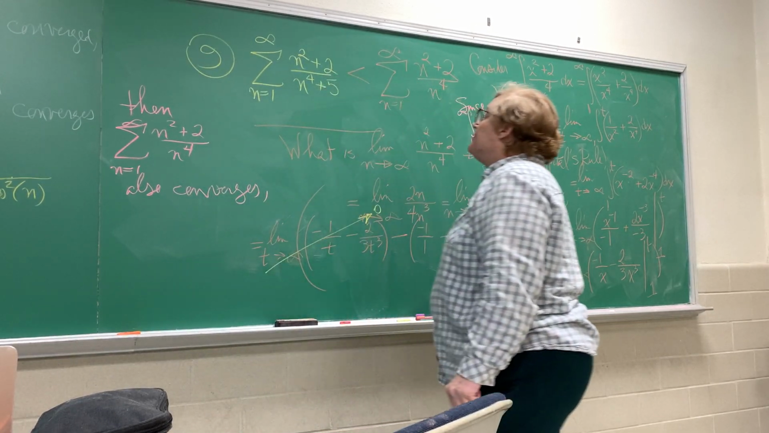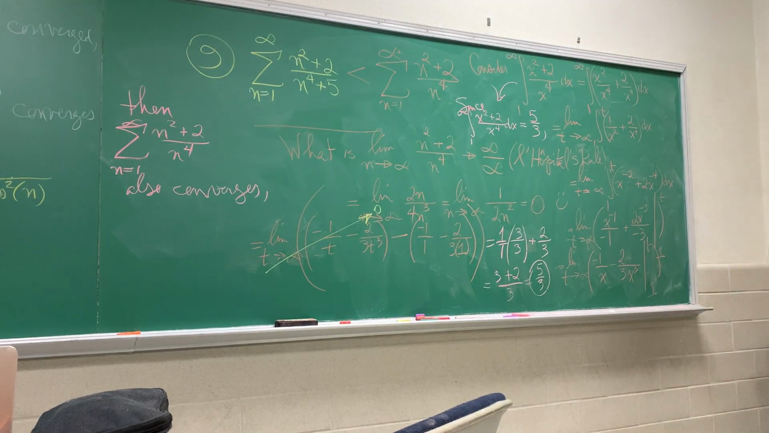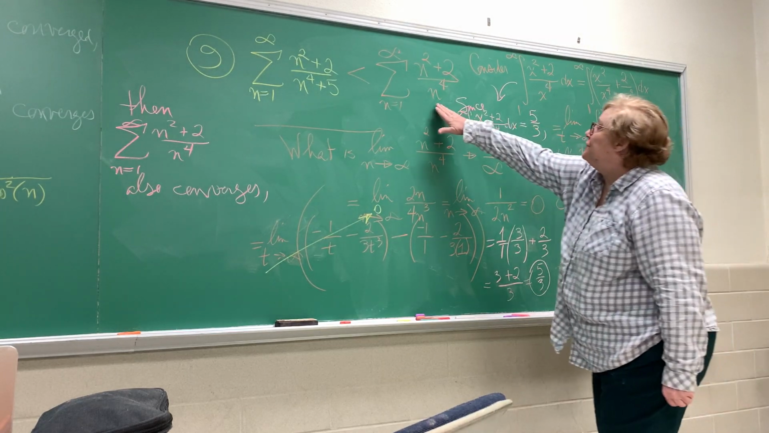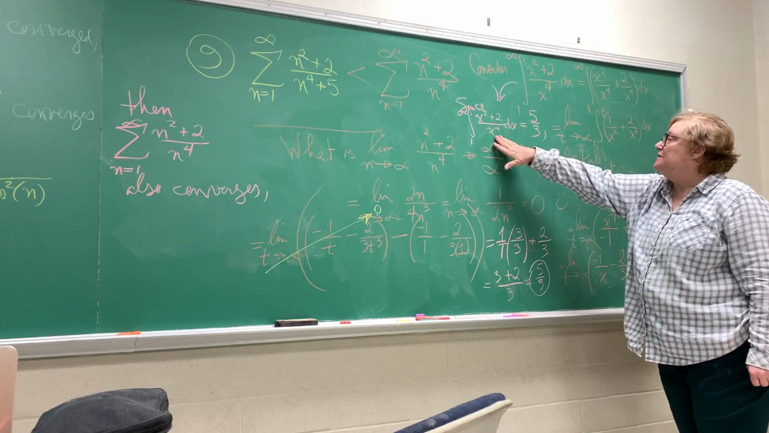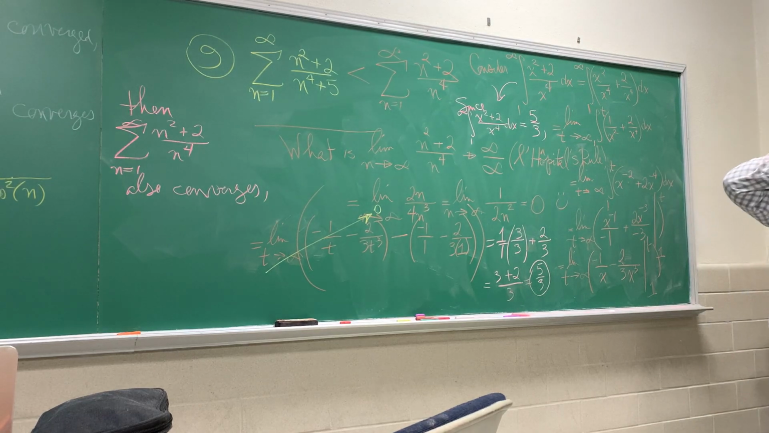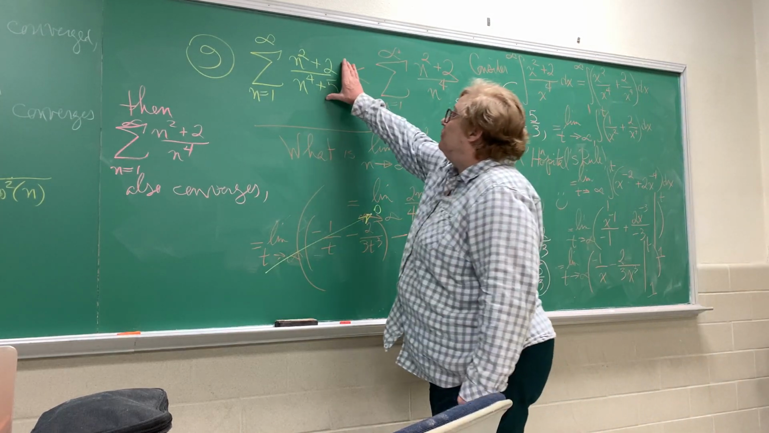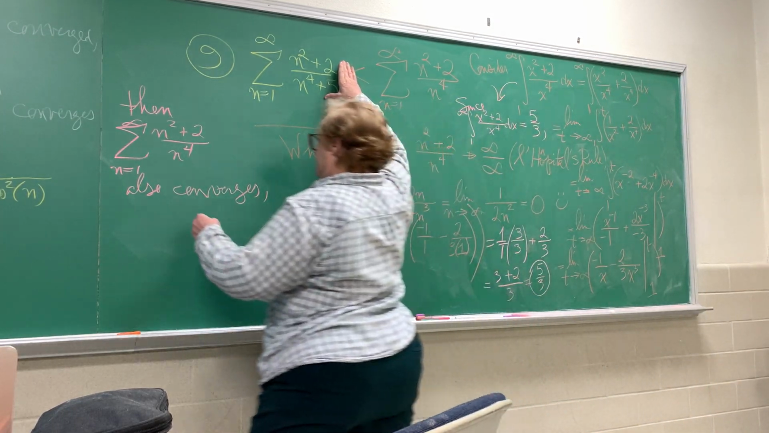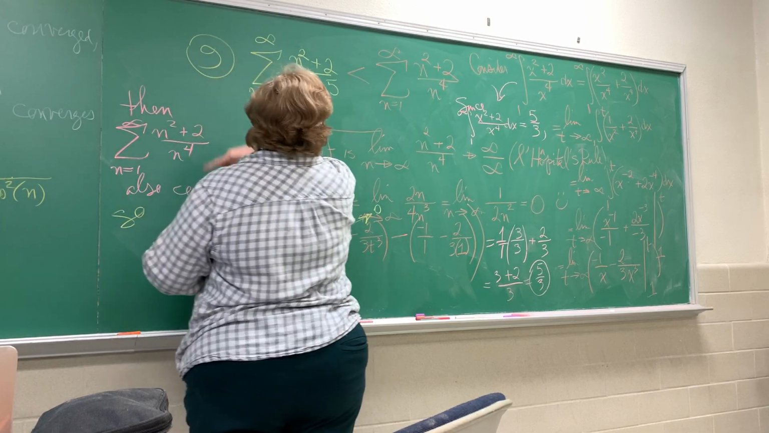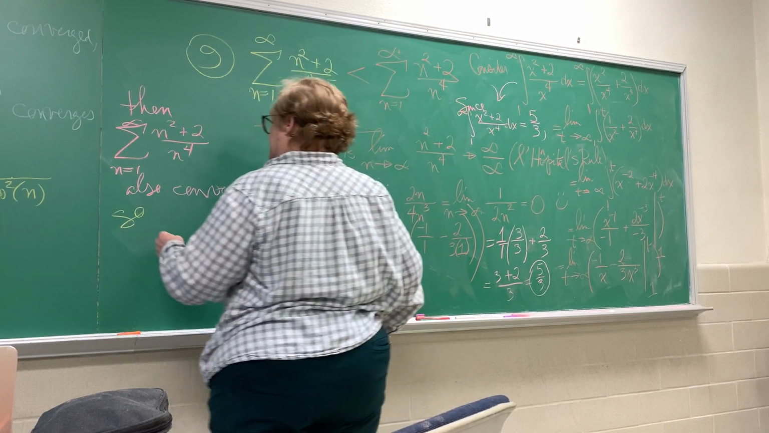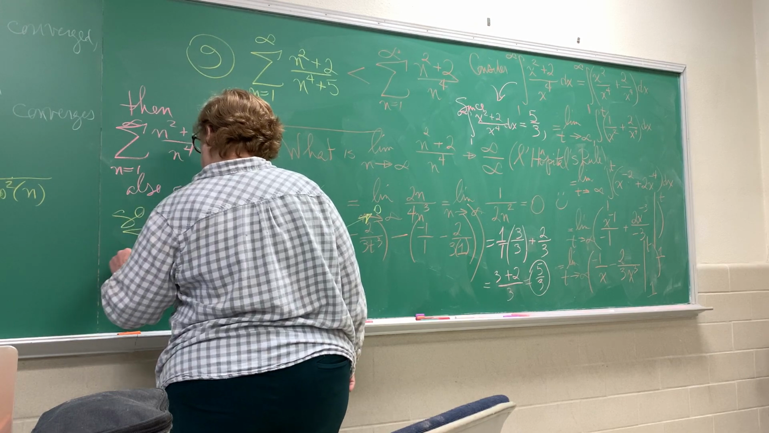And what else can we say, therefore? So the series here converges because this integral converged. And what was the original series we were looking at? That's right. So our original series will also converge. That's right, because we're smaller than something that converges, so we will also converge.